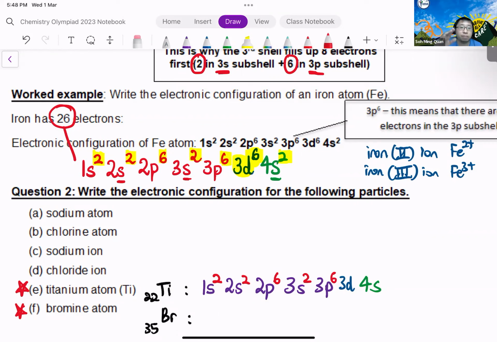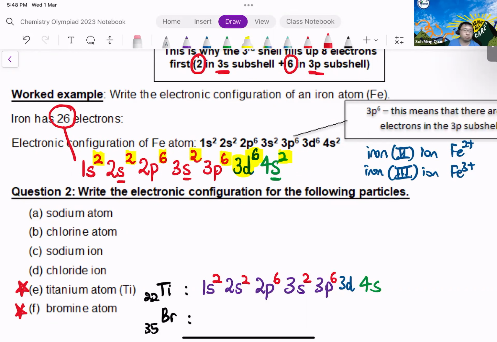So I always find it helpful, after I finish the 3p, to total up what we have written. 2 plus 2 plus 6 plus 2 plus 6 gives me 18. Right? So I've written 18 electrons, as it is already on the screen. But titanium has 22 electrons, and therefore I need to go on. How many more do I need to fill? I have written 18, but titanium has 22, so I need to fill 4 more electrons.